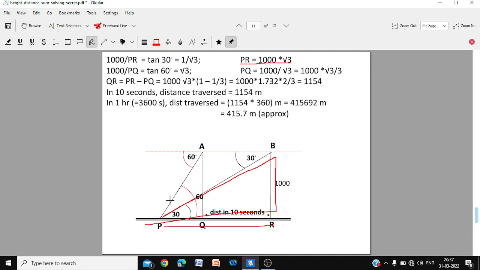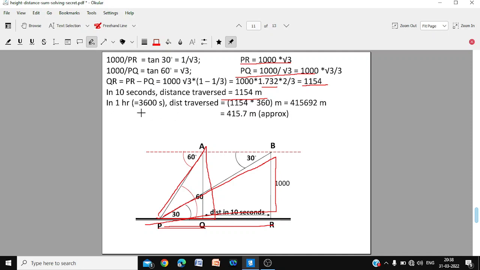And now we are taking the smaller triangle, this triangle only. So we get only PQ. The height remains 1000. So 1000 by PQ is tan 60, root 3. So we are getting this value for PQ. Now when we subtract and we put root 3 equal to 1.732, we get 1154 meters. That is the distance traveled in 10 seconds.